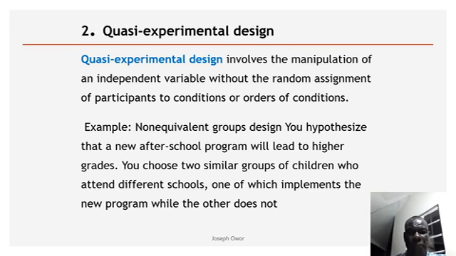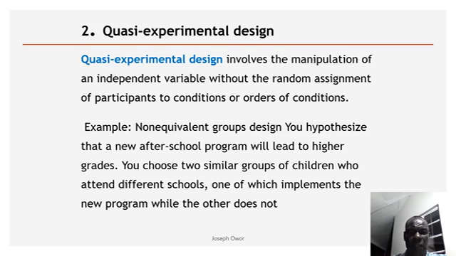Example, when you have non-equivalent group design, you can hypothesize that a new after-school program will lead to higher grades. So you choose 2 similar groups of children who attend different schools, one of which implements the new program, the other does not. So the issue here is the groups are not similar. The groups are not similar in the sense that they attend different schools, and yet you are giving a similar treatment.